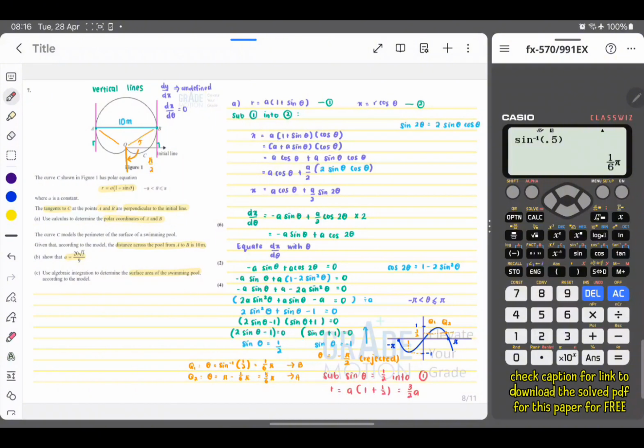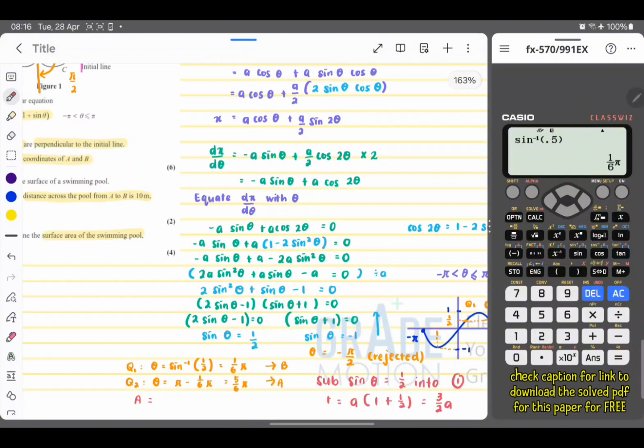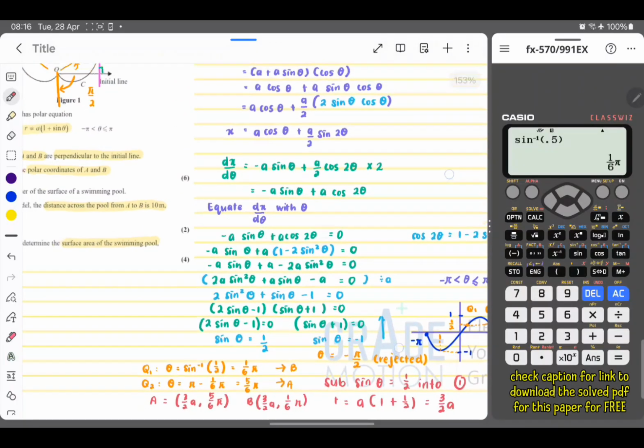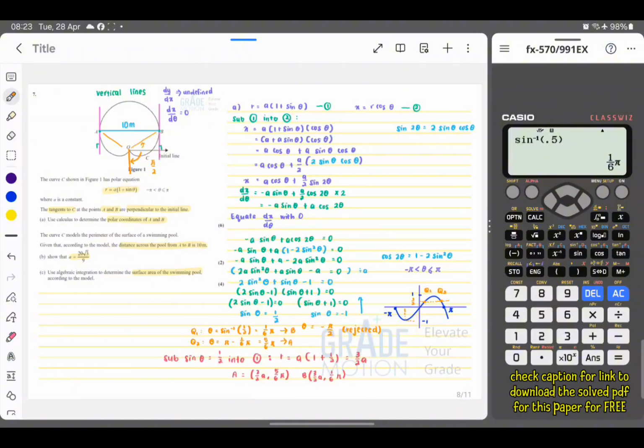So what is our coordinate? So A is equal to 3 over 2 a, 5 over 6 pi. And for point B, it would be 3 over 2 a, 1 over 6 pi. That's it. We are done with part A. For B and C, it will be in the next video.